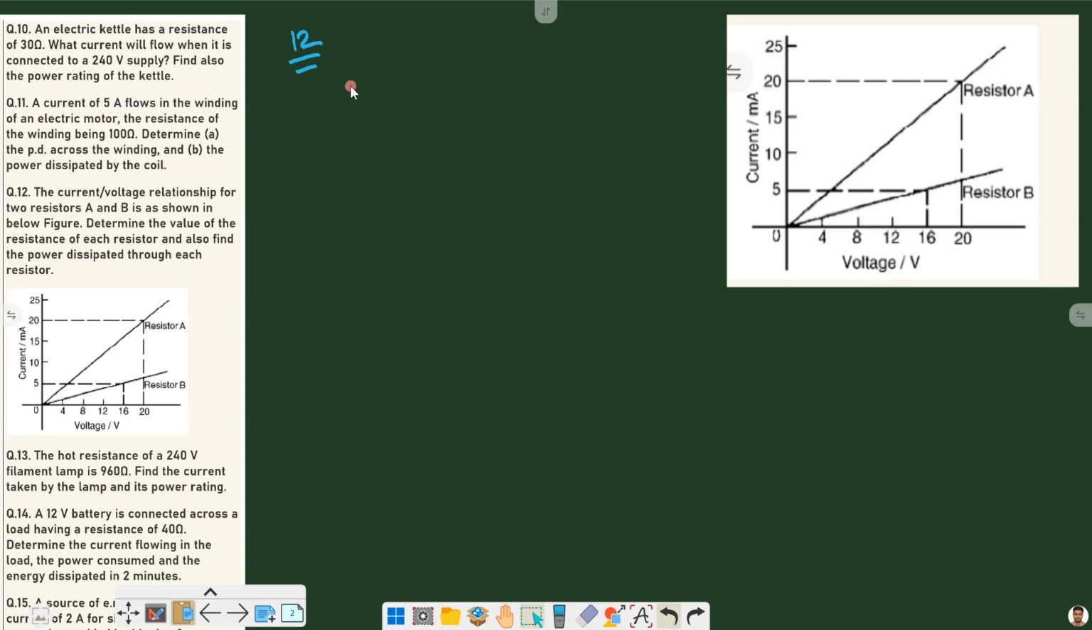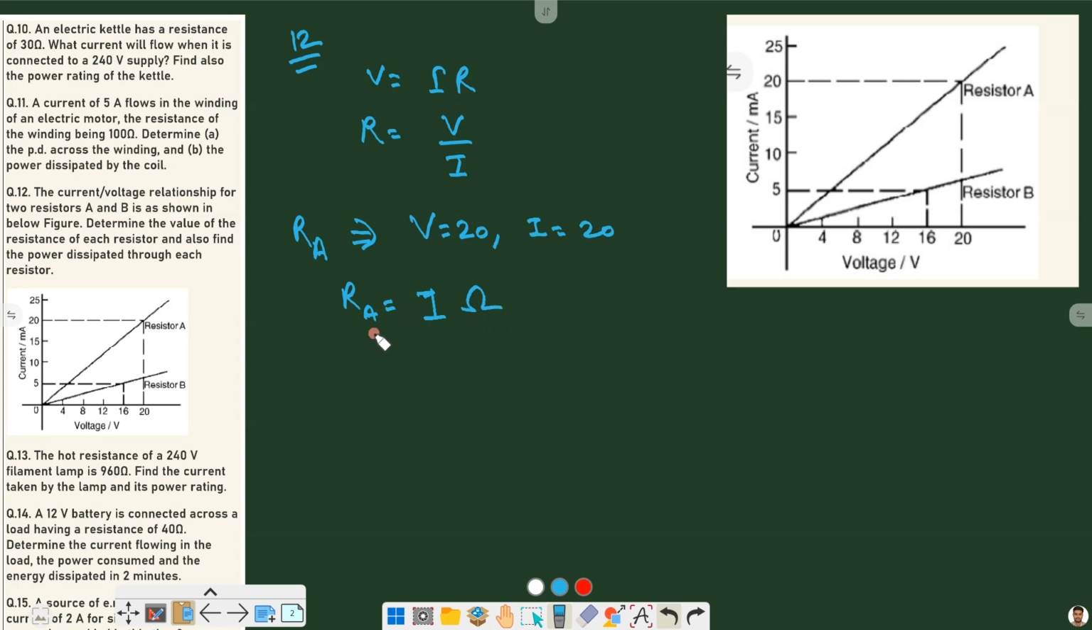So we know from Ohm's law that V is equal to IR. So R is equal to V by I. Now for resistance A, we know voltage is 20 and current is also 20. So RA is equal to VA by IA, 20 by 20, 1 ohm.